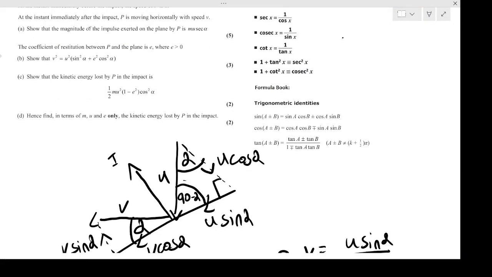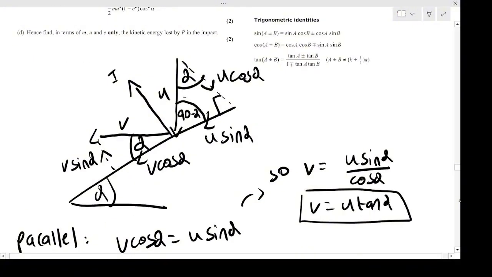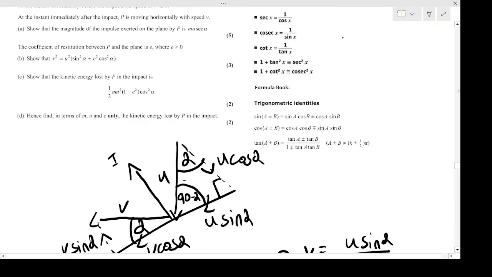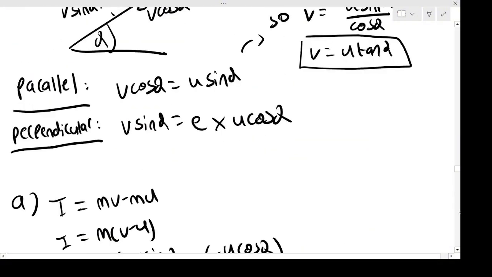Well, we've already used that already, right? We've got the perpendicular equation here. So we've got that. So we need to show that v squared is u squared lots of this whole expression here. Obviously, we can really only use these two equations here.